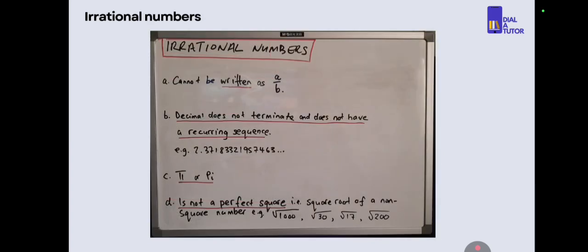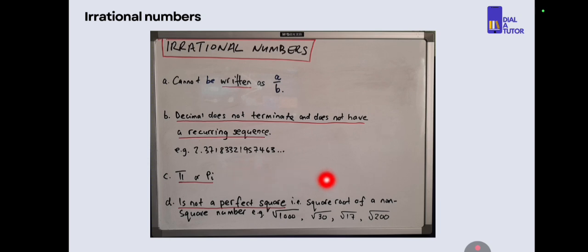Irrational numbers. With irrational numbers, we mentioned that they cannot be written as A over B. The decimals do not terminate and do not have a recurring sequence or a pattern. For example, that number there goes on and on, there is no sequence about that number, and it does not terminate. Pi, as has been mentioned, is not a perfect square.